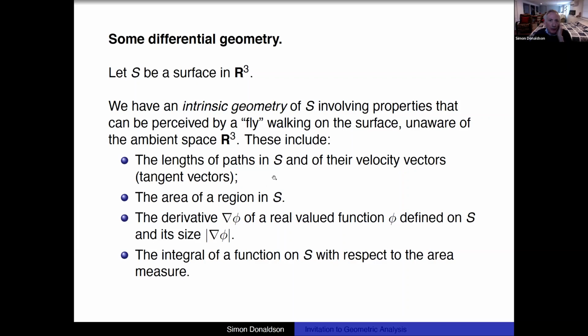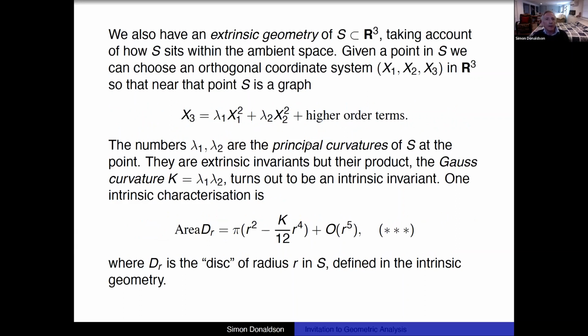They don't require any knowledge of how the surface sits inside the three-dimensional space. But we also have extrinsic geometry of the surface in the three-dimensional space. And the standard theory about this involves what are called the principal curvatures. So if we have a point in the surface, then we can choose an orthogonal coordinate system in the three-dimensional space adapted to the surface at that point, so that the x1, x2 plane is the tangent plane of the surface, and the surface is locally a graph.